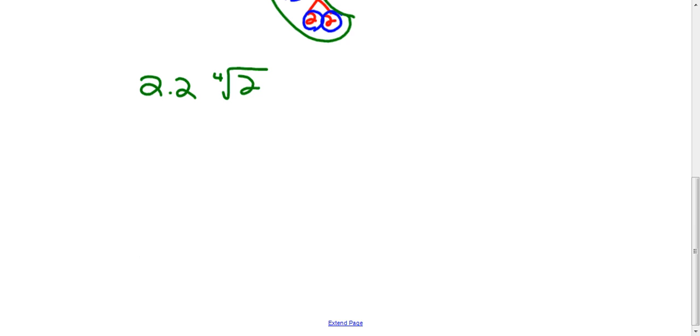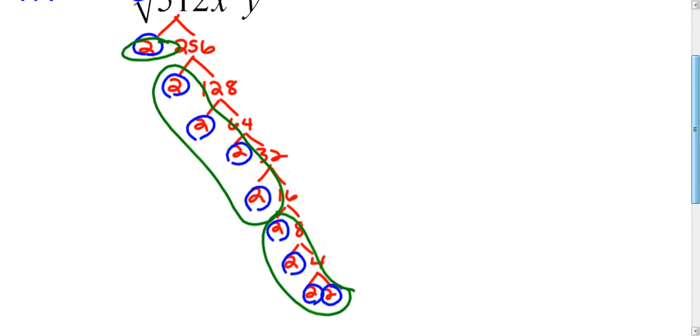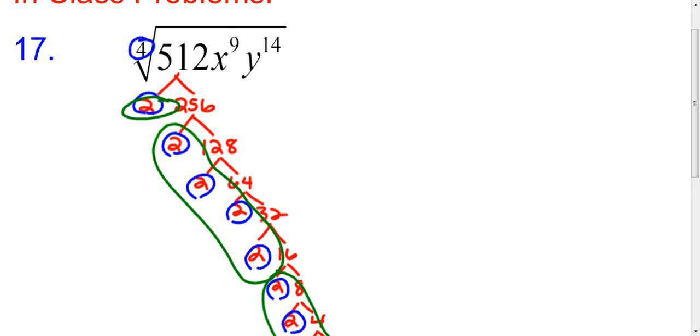Okay, so when I simplify that 512 piece, what I will have is 2 groups of 2's on the outside, and then I have one 2 that has to stay on the inside. So hopefully you can see that this becomes 4 times the 4th root of 2. Okay, so that's that part. Now let's deal with the x.